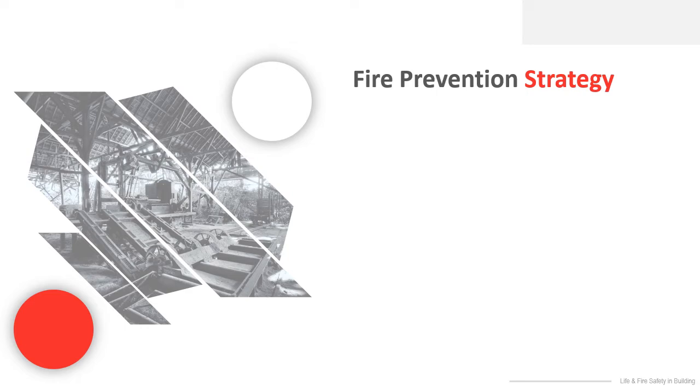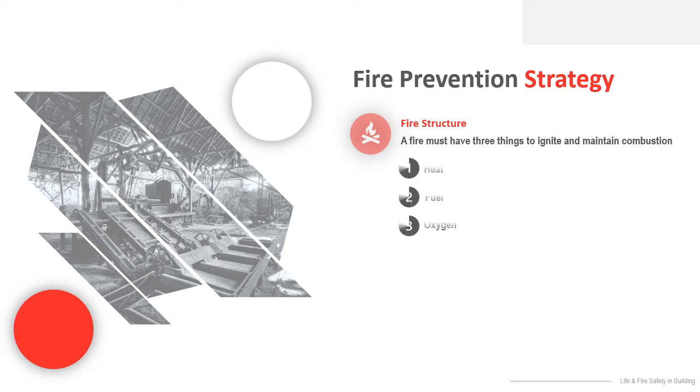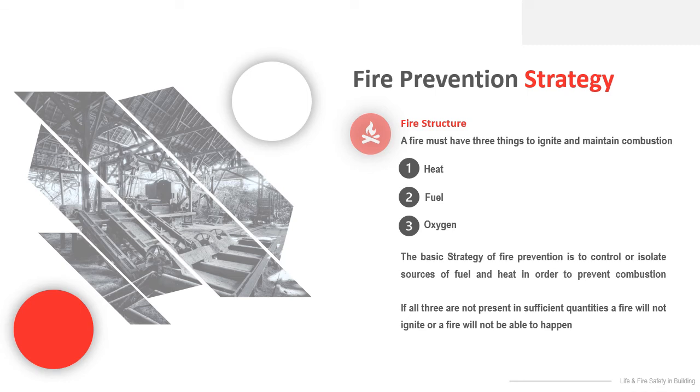To understand a fire prevention strategy, we need to understand the fire triangle. A fire must have three things to ignite and maintain combustion: heat, fuel, and oxygen. The basic strategy of fire prevention is to control or isolate the sources of fuel and heat in order to prevent combustion. If the three are not present in sufficient quantities, a fire will not ignite, or a fire will not be able to happen.